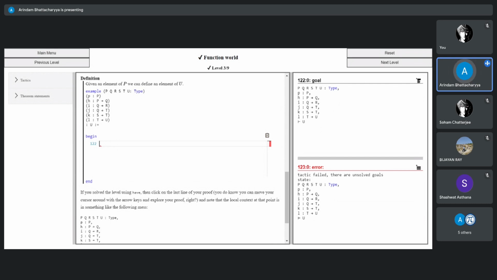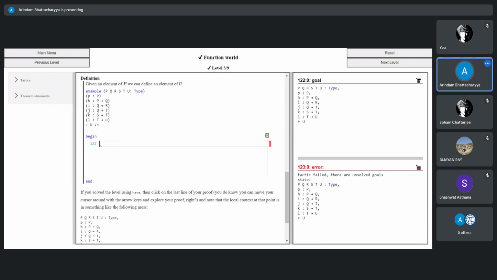So the idea is the same idea I talked about last time, the Curry-Howard isomorphism thing. So instead of looking at P, Q, R as sets, you can look at them as propositions, so statements which have a proof or don't have a proof. And then you can look at small p as a proof of capital P, and H, instead of a function P to Q, you can look at it as H saying that P implies Q, right? So I have a proof of P. H says that P implies Q, I says that Q implies R, and so on. I want to get a proof of U, right?